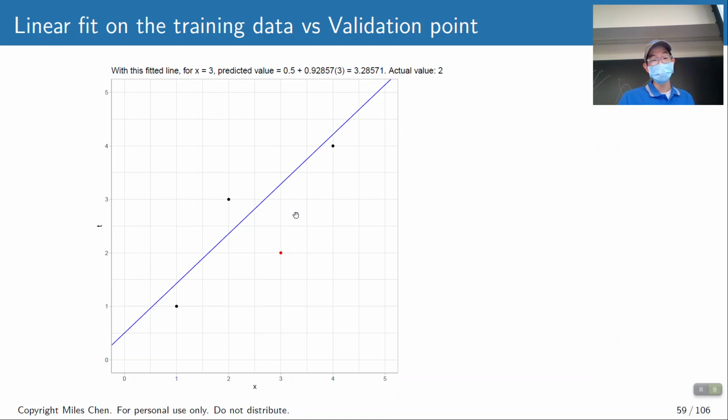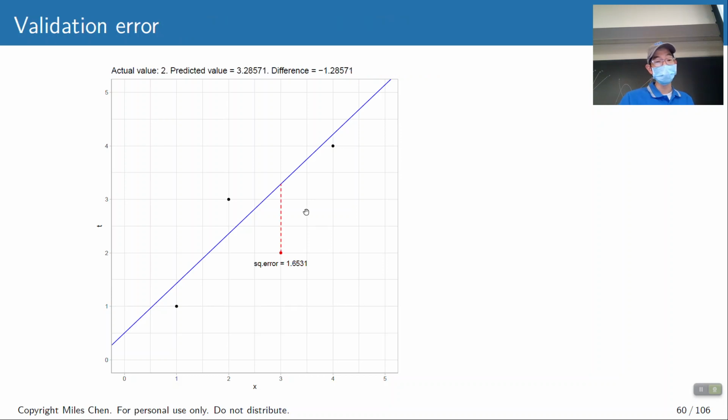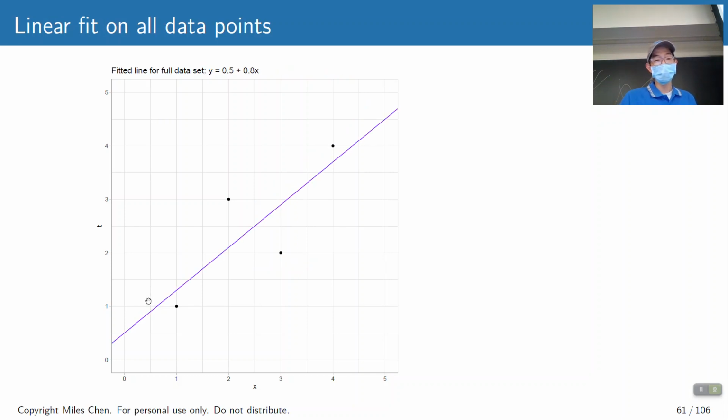So we get a difference of like 1.285. And if I square that, so the difference is negative 1.2857, if I square that, I get a squared error of 1.65. Okay, and so, again, repeating this, we do this for all of our data points in our data set.